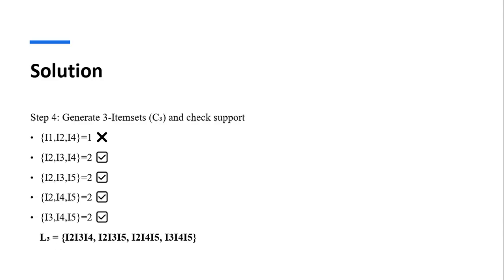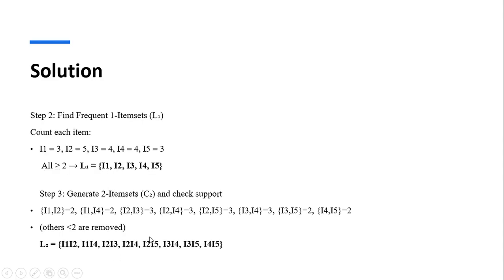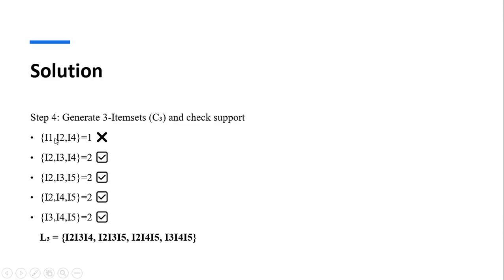Step 4, now we'll generate 3 item sets and we'll check for the support. So we have to combine the item sets. How can we combine? Using the L2 list only, we will now combine 3 items together in a set. So we have included different combinations over here. We can see I1, I2, I4. In how many transactions are they present together? They are present only in one transaction, I1, I2 and I4.